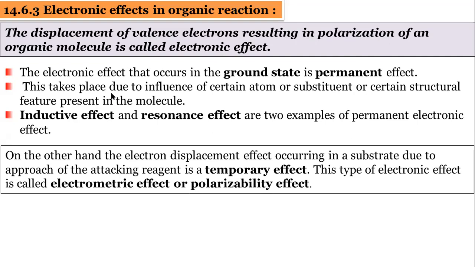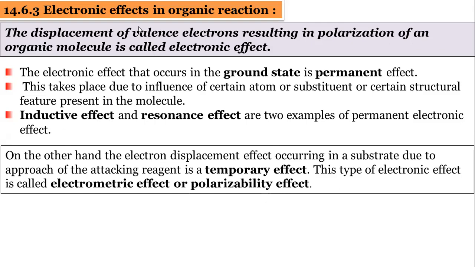So this electronic effect occurs in the ground state. It is a permanent effect. This is due to the influence of a certain atom or substituent or certain structural feature present in the molecule. After an example, it will be more easy to understand. I will give one example.